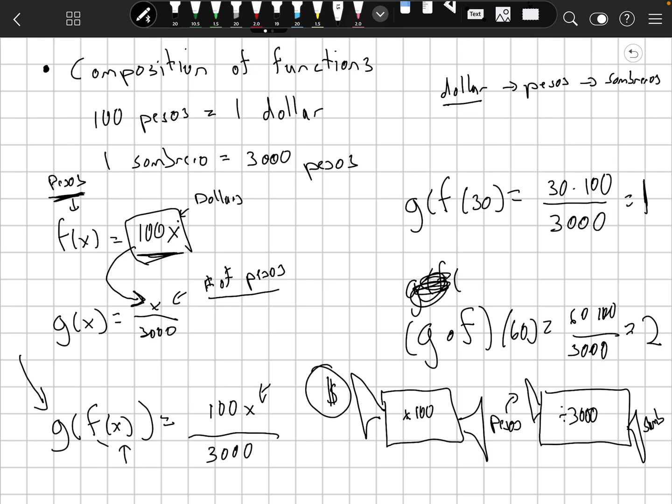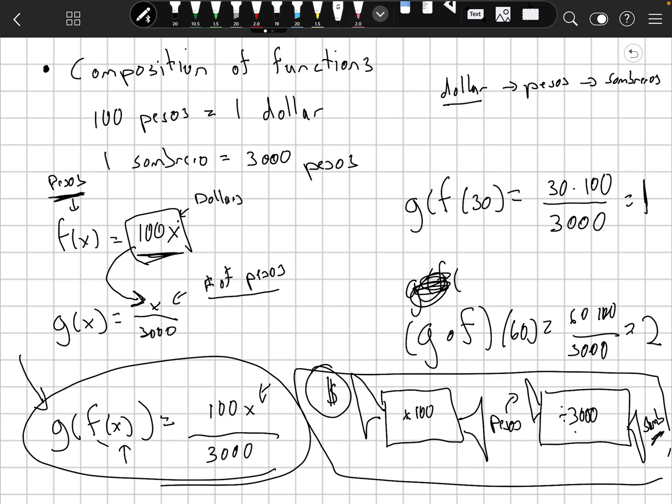So take our money, times it by 100, that turns it into pesos. Now we take our pesos, divide it by 3,000, that turns it into sombreros. And rather than using two functions, we just kind of put one function right inside the other, kind of like this. And then both steps are happening there. We're taking the output here, and this is x divided by 3,000. We're just putting it right there where x is. It becomes the input, and that's how that works.